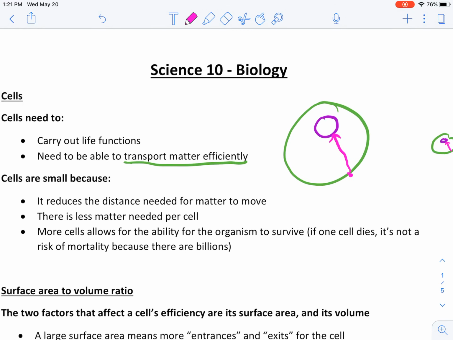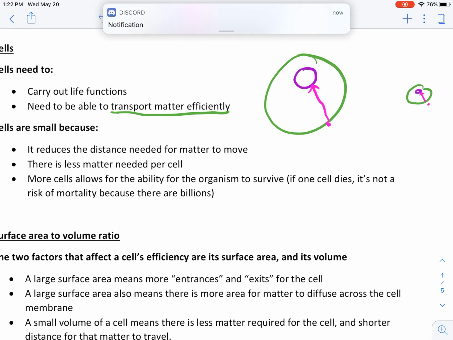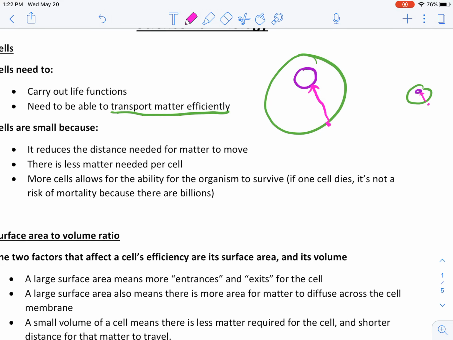Another reason that they're small is because there's less matter needed. If you have a smaller cell, you just need less stuff, less of everything, just a smaller amount of stuff. Then finally, we have more cells, because if you have, let's say, one big cell, or you have 100 small cells that make up that one big cell, if you lose one of those small cells, it's not a real big deal for the organism, because there's so many other cells that take its place.